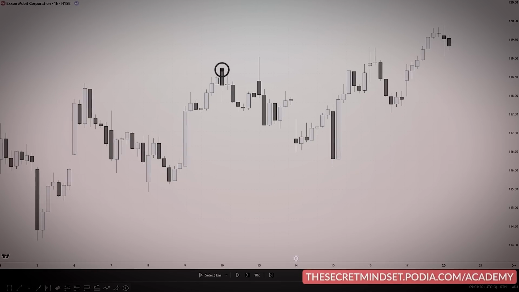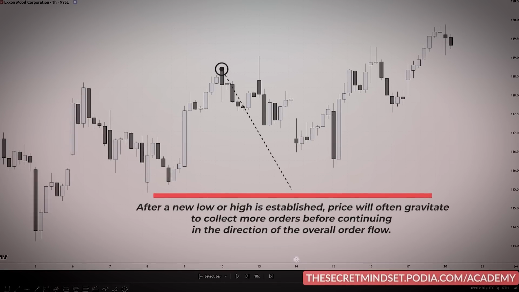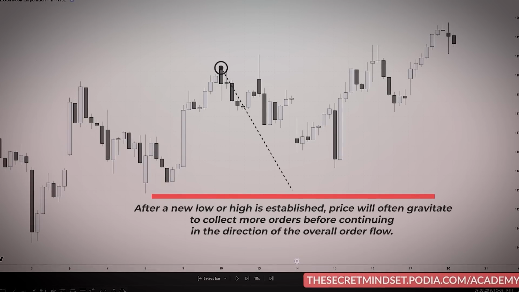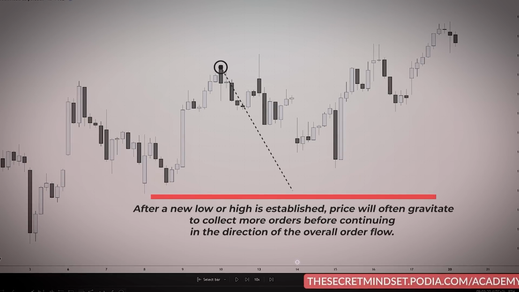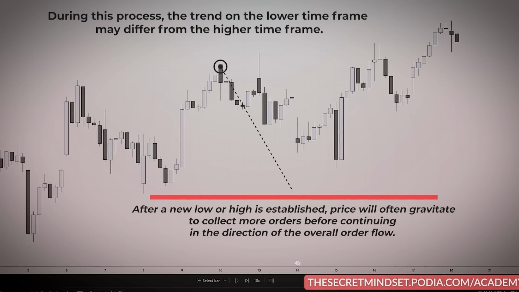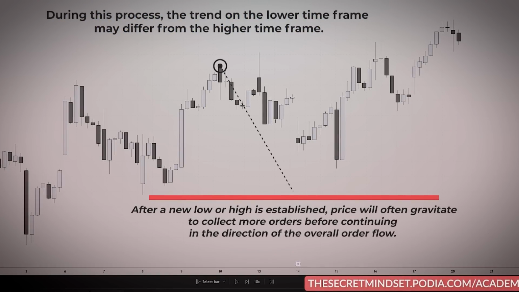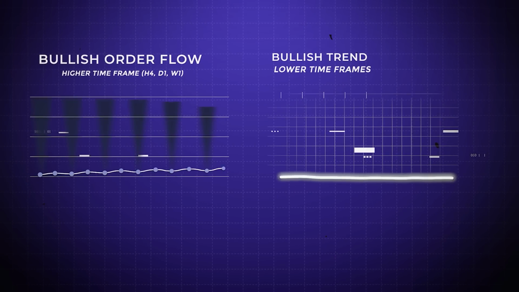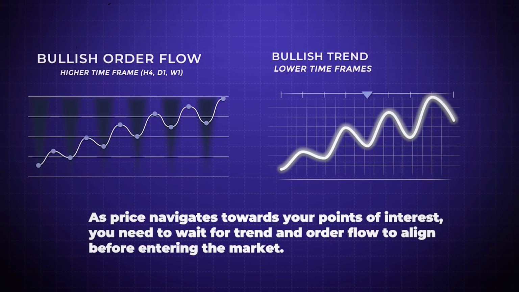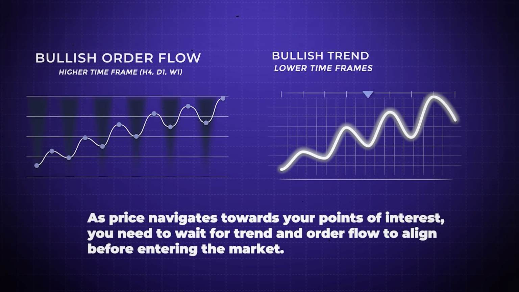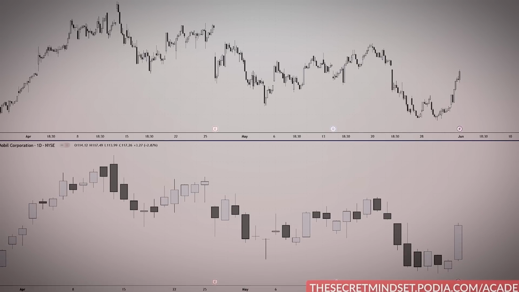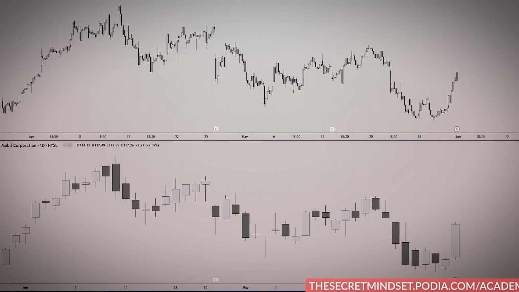After a new low or high is established, price will often gravitate to collect more orders before continuing in the direction of the overall order flow. During this process, the trend on the lower time frame may differ from the higher time frame. As price navigates towards your points of interest, you need to wait for trend and order flow to align before entering the market. So it's all about looking for consistency between the time frames.